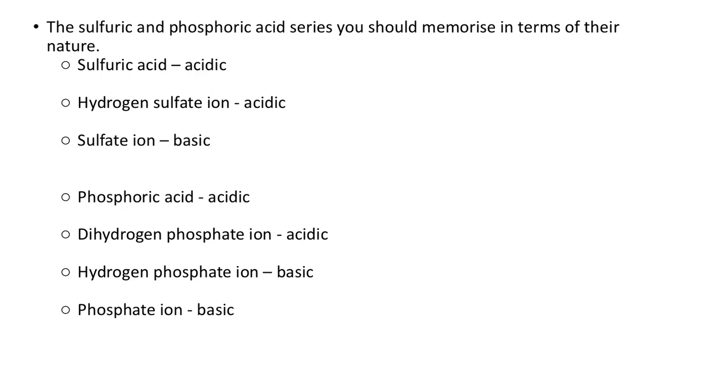Okay, so sulfuric acid, H2SO4, that's obvious, that's an acid. Hydrogen sulfate ion is also acidic, and the sulfate ion is basic. All right, so again, when we talk about the generalization that the salt from a strong acid is neutral, this is the example where it's not true.